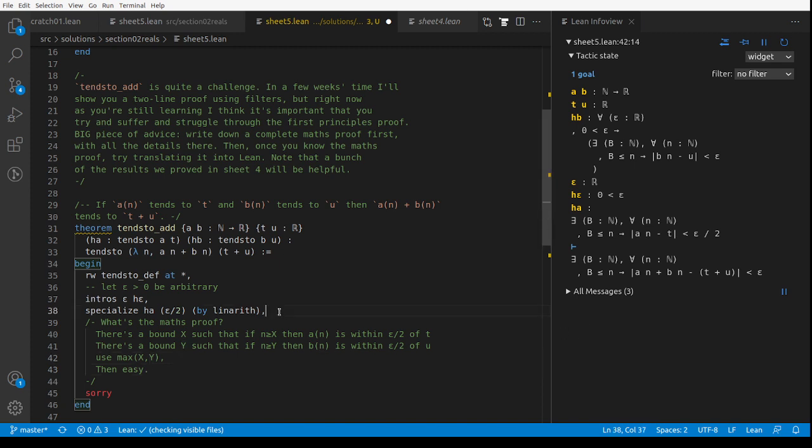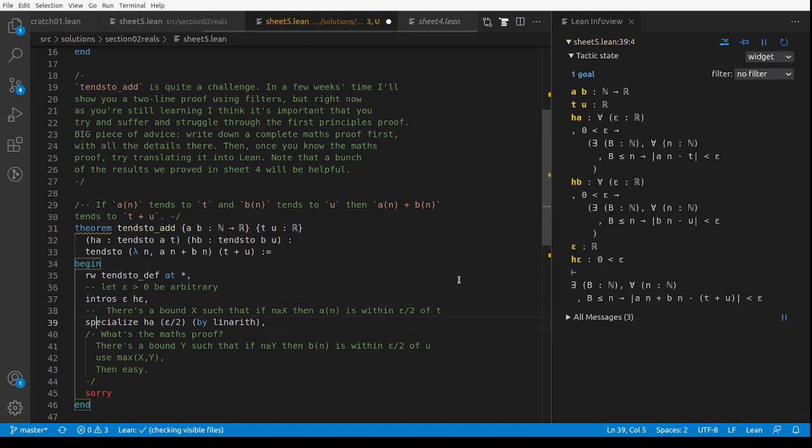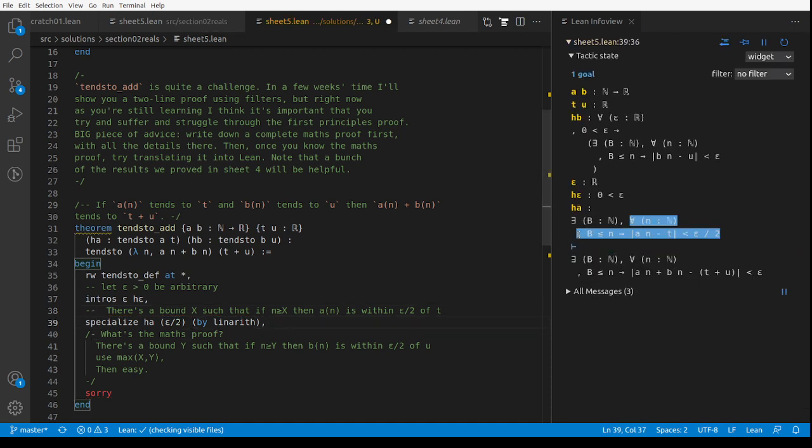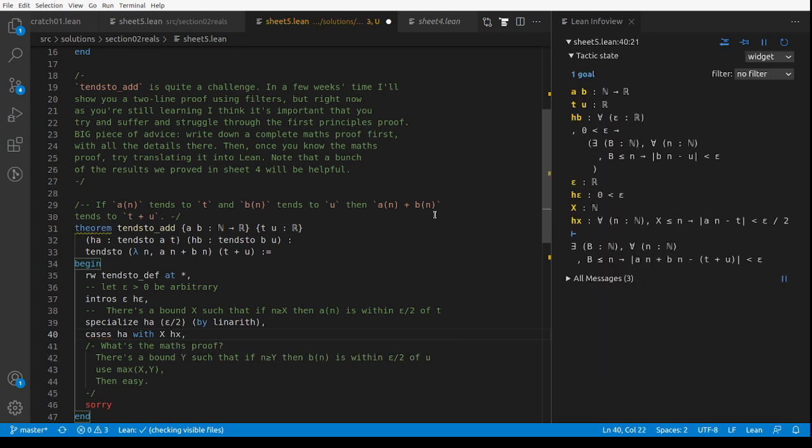And you see, we've specialised h. So now we can get the bound, right? So we could put this like this. We could put that there in a comment. So now HA is this hypothesis that there exists a B such that blah blah blah. So now let's get it, right? So we could do cases HA with x hx. There we go. And there's our bound, there's our x. And there's the hypothesis that says for all numbers bigger than the bound, an minus t is less than epsilon over 2. Great. So that's what we want.